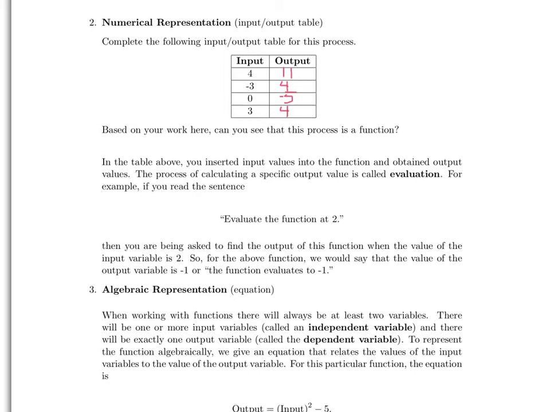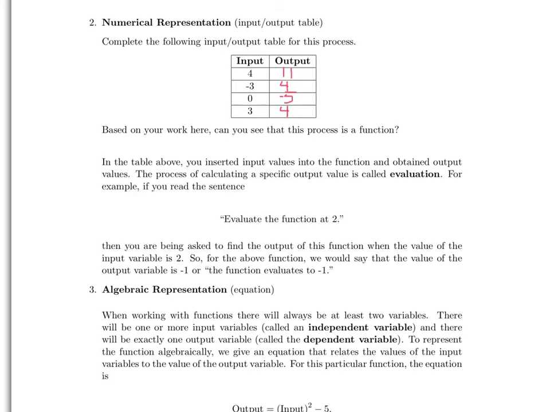In the table above, you inserted values into the function and you obtained output values. Whenever you do this, this is called evaluation. So evaluation is the process of taking a number, putting it into a function, and calculating the output. For example, suppose you were asked to evaluate this function at 2. What does that mean? It means you're being asked to take the number 2, put it into the function, and figure out the output.